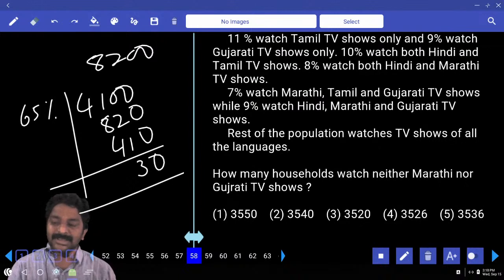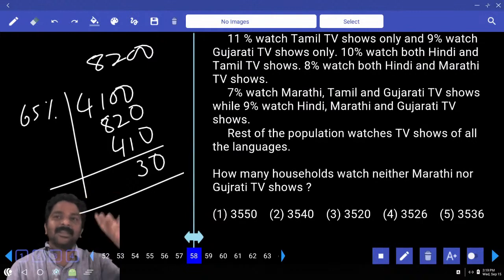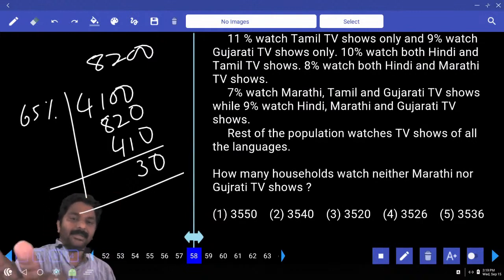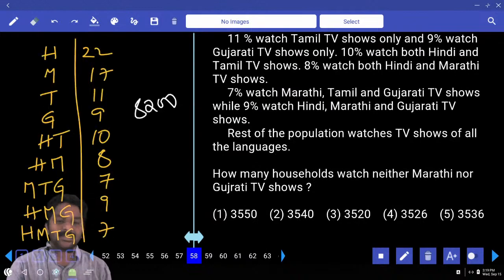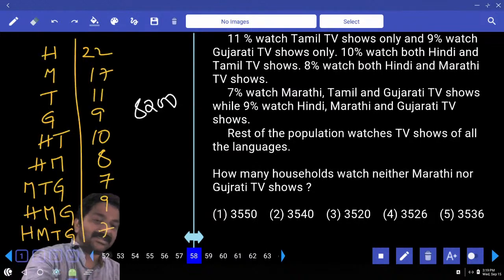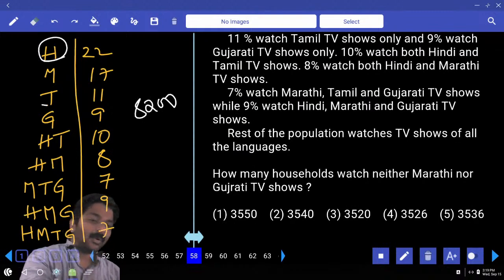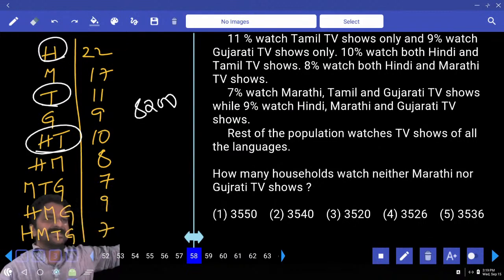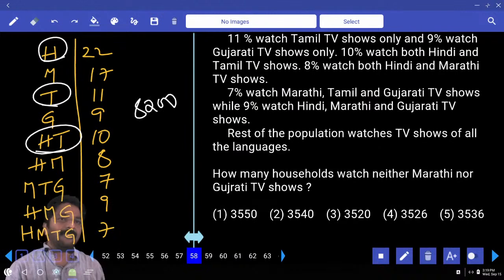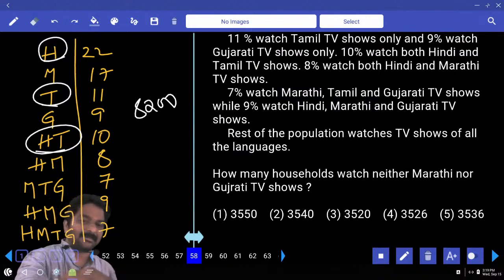How many households watch neither Marathi nor Gujarati? Neither Marathi nor Gujarati, in the sense those 2 must not be there. Am I right? So Gujarati must not be there as well as Marathi. That means it will be only Hindi, only Tamil, Hindi and Tamil. Apart from these 3 circled numbers, the remaining will have either Marathi or Gujarati. So we just need to add only these 3 numbers.